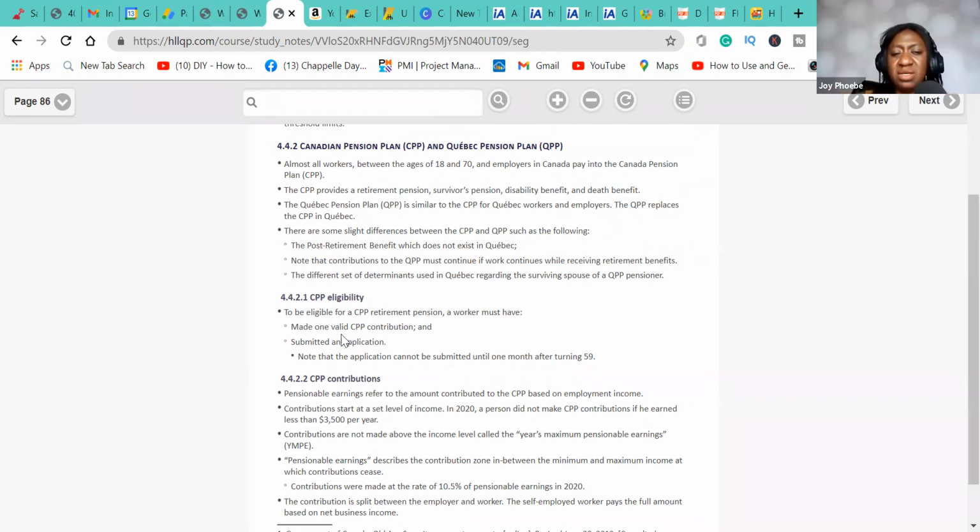This is the CPP eligibility. To be eligible for the CPP retirement pension, a worker must have made at least one valid CPP contribution and submit an application. You need to submit an application. Note that the application cannot be submitted until 1 month before the individual turns 60. So after you've turned 59, 1 month after, you can submit an application for CPP.